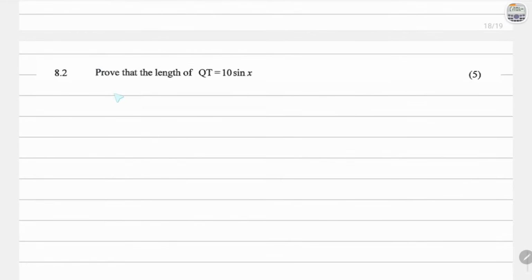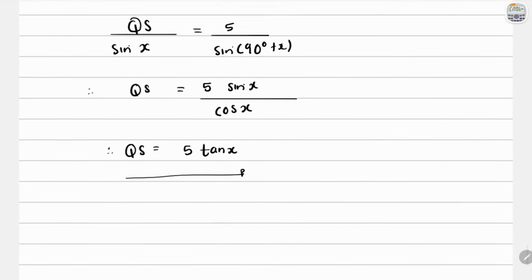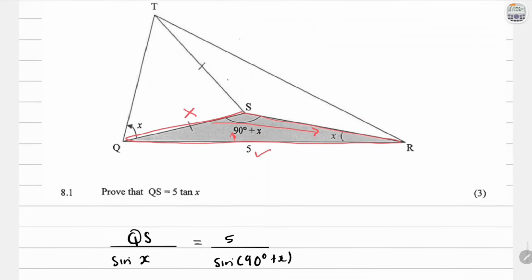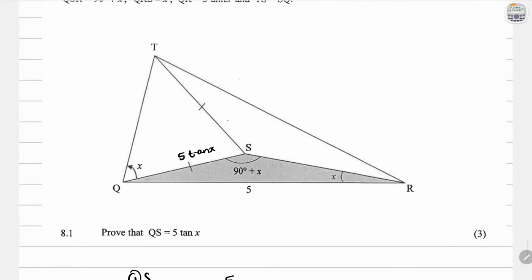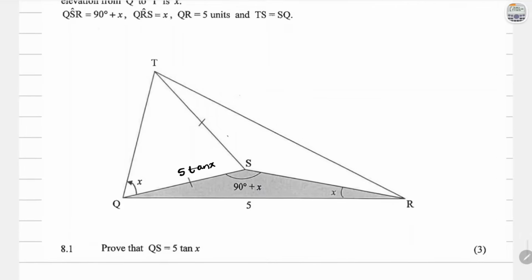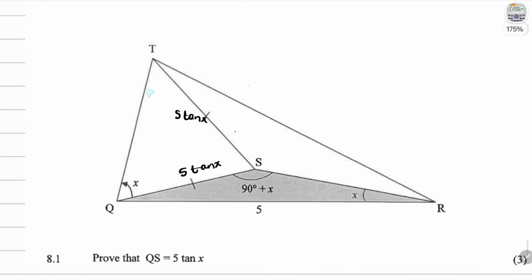Question 8.2 says, prove that the length of QT is 10 sine x. So let's see, QT. Now that we have QS as 5 tan x, how do we find QT? Well, there are also other things that we know here. Because QS and ST are equal, then ST is also 5 tan x. So using the information we have, how do we find QT?